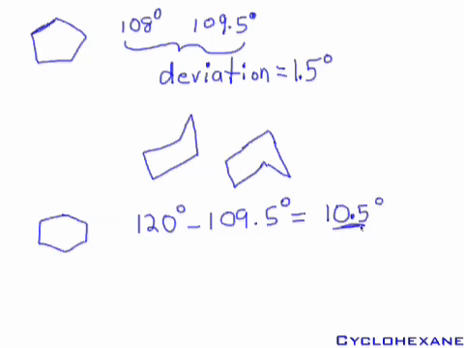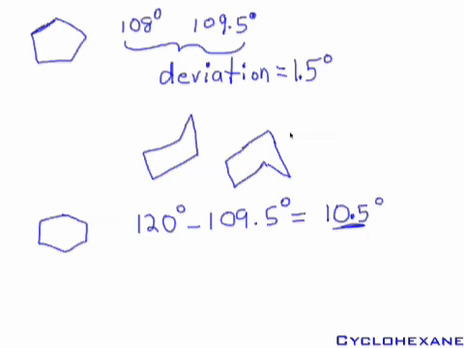That's significantly more deviation than we expected for cyclopentane. So does that make cyclopentane the most stable and predominant ring structure in naturally occurring organic compounds? In actual fact, it is the cyclohexane. And the cyclohexane can totally minimize, totally get around this deviation of angle strain.